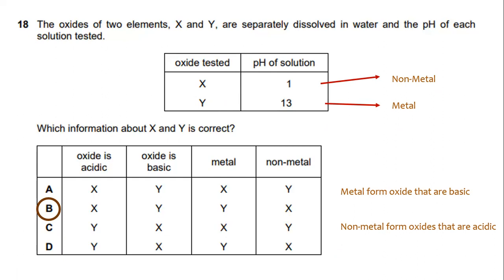And then to identify which statement refers to metal or non-metal, you have to understand this. Metals form oxides that are basic, and non-metals form oxides that are acidic. So from there, you can choose the answer for number 18, which is B.